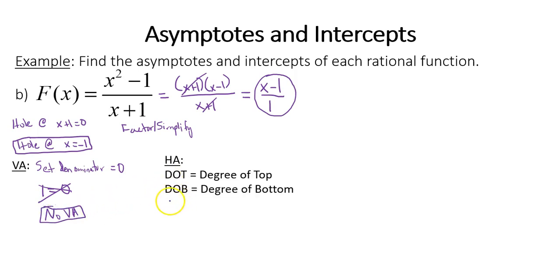Horizontal asymptote. Let's find the degree of the top and the degree of the bottom. It's best practice to use nothing but the simplified version of the fraction. Degree of the top, highest power on x is 1. Degree of the bottom, you have a constant term, which is a degree 0 term. So the degree of the top is greater than the degree of the bottom. This would be case 3, the case where there's no horizontal asymptote.